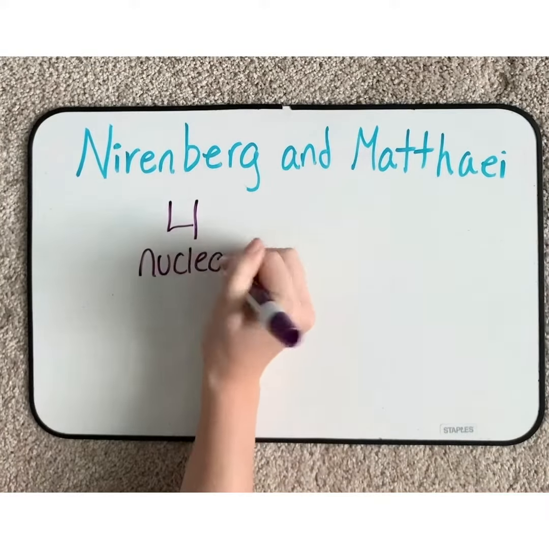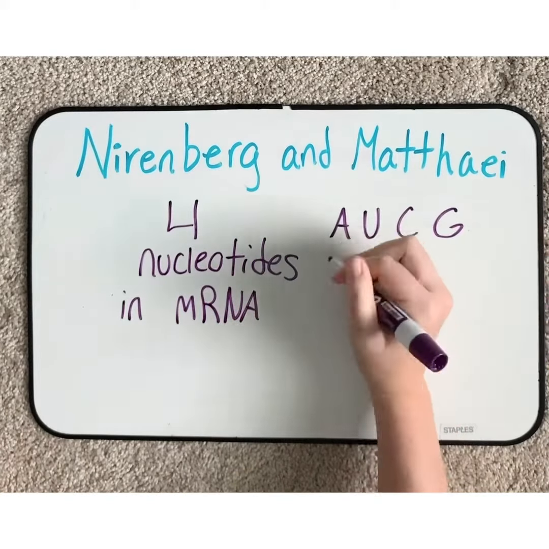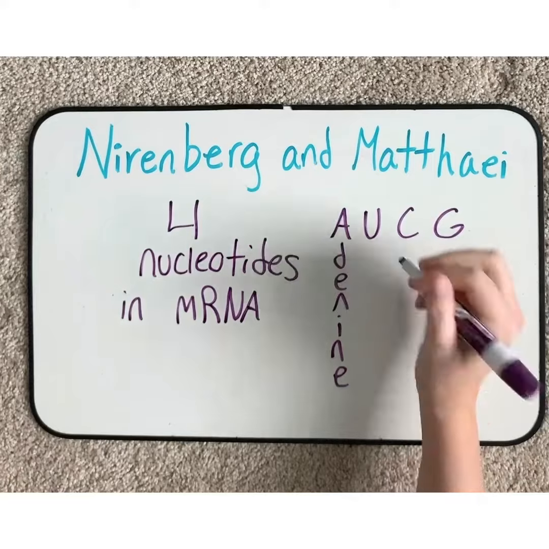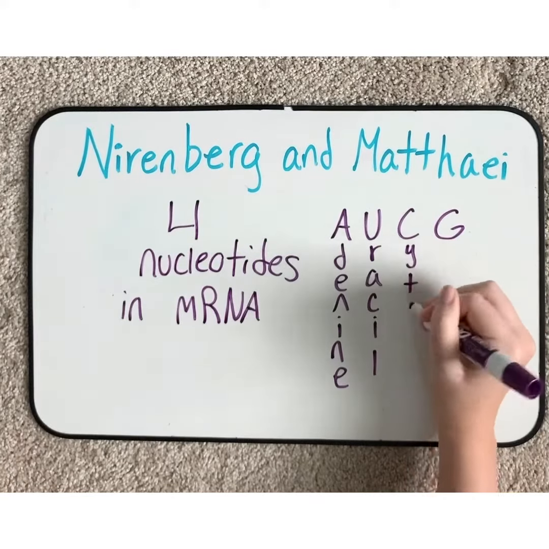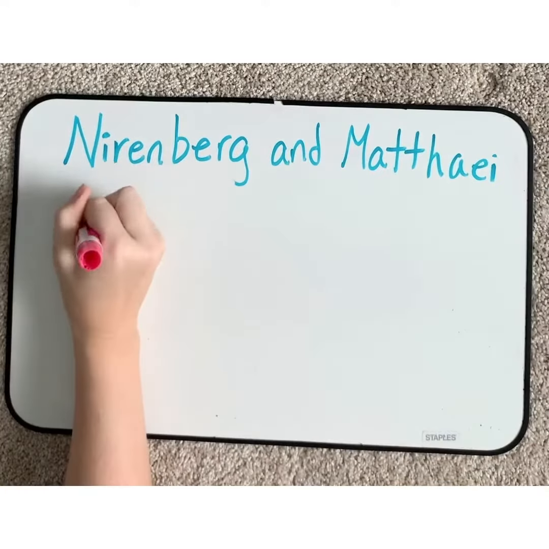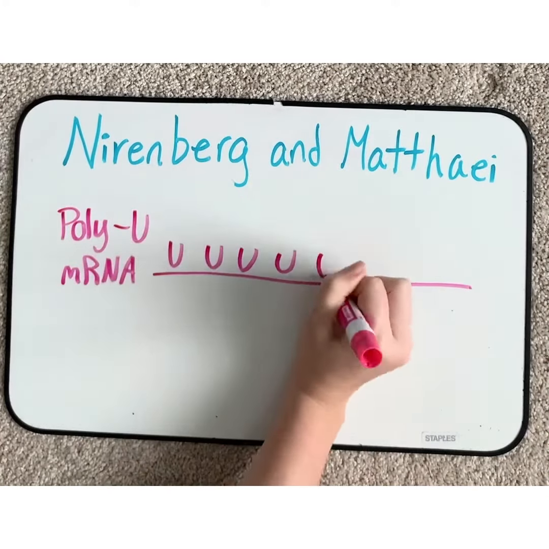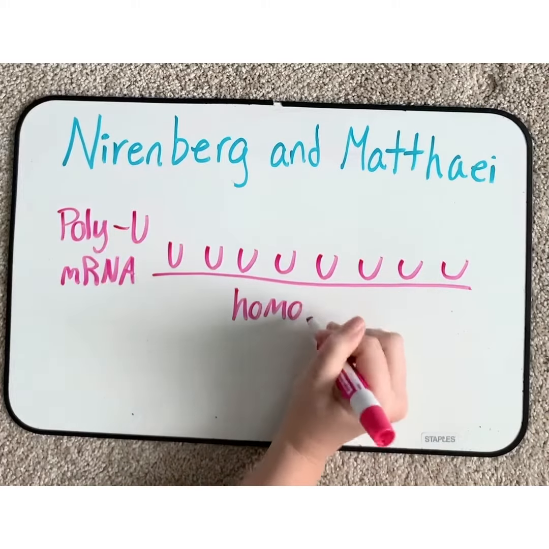I want to start by reminding everyone that there are 4 nucleotide bases in mRNA: adenine, uracil, cytosine, and guanine. I will use uracil to explain the experiment. In the experiment, a poly-U mRNA strand, also known as a homopolymer, was used.